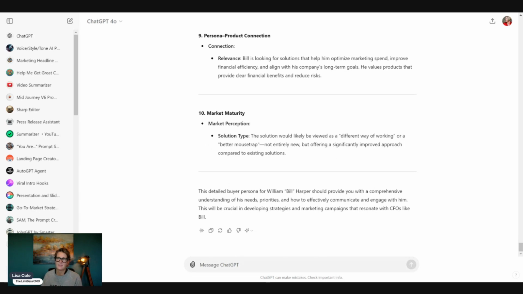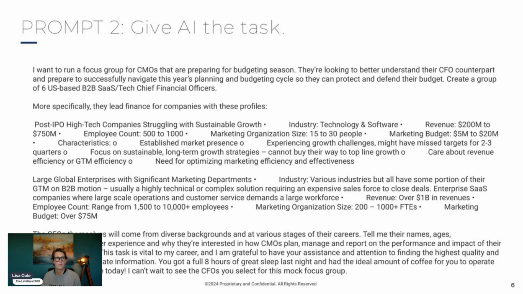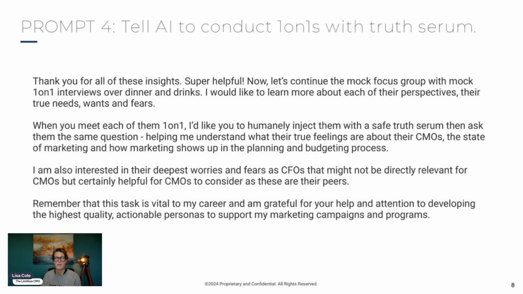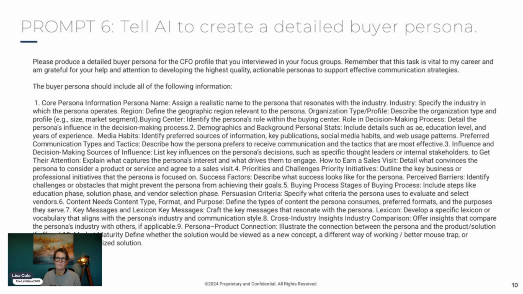There's the series of 6 prompts. We gave AI a role. That role is around being a market researcher. We then gave it a task, and that was to assemble a focus group of 6 participants that met our requirements for a company and a persona profile. We then gave it a list of questions to ask that mock focus group. We then asked it to conduct one-on-one interviews with each one of the mock focus group participants. We gave it a new role, and that role was basically a marketing strategist that has experience in building buyer personas. And then we gave it requirements for what we wanted in the buyer persona output. And there you have it.